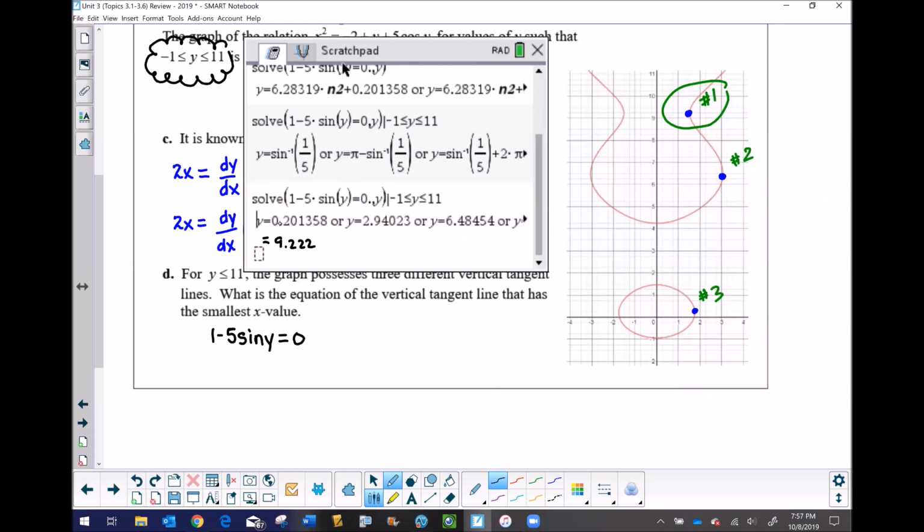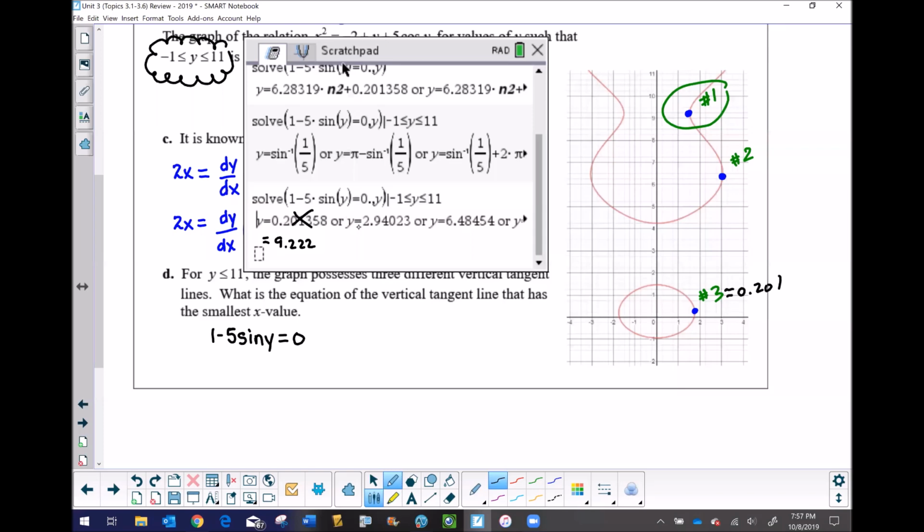Do you think y equals 0.2 is where number 1 is? Of course you don't. That's probably the 0.3 here, isn't it? Y equals 0.201 or whatever. Yeah, it looks about right. It looks to be about where 0.2 is. So that's not the one that we want, okay?